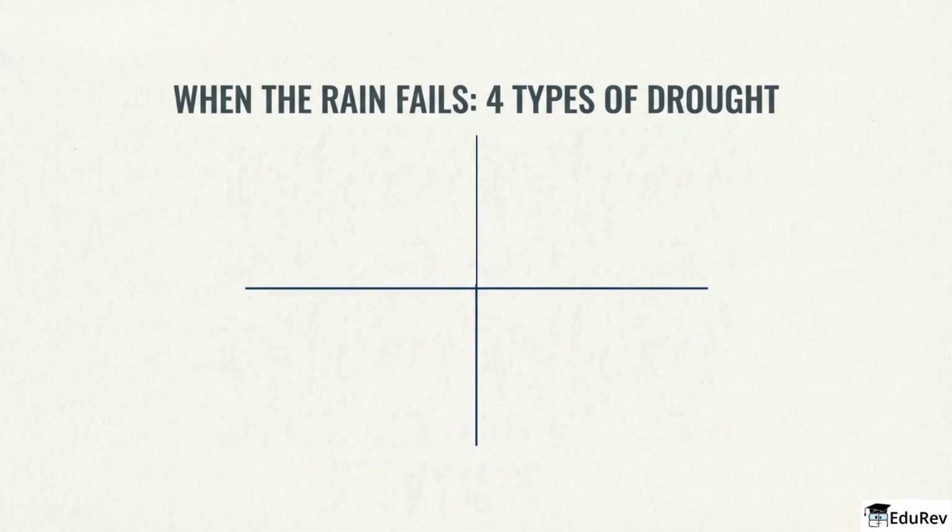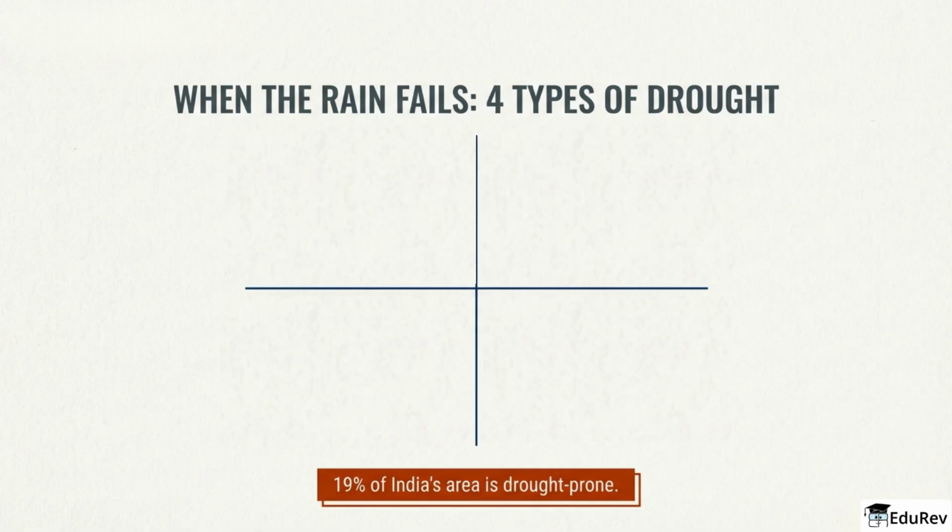Now drought, the slow disaster. India has 19% drought-prone area. And drought is not one type. It has 4 forms. And UPSC loves this classification.